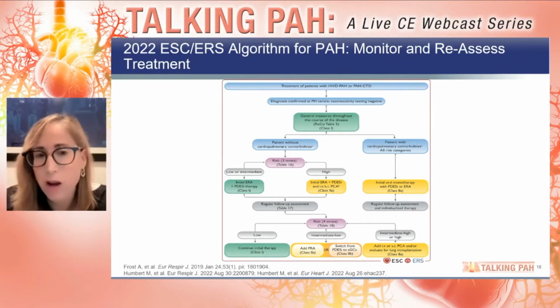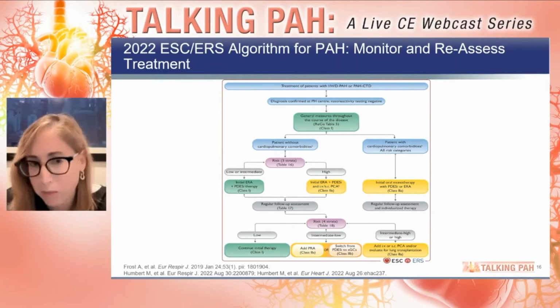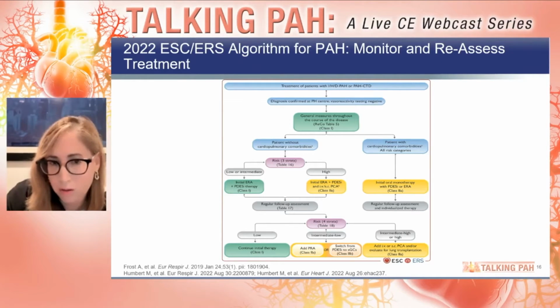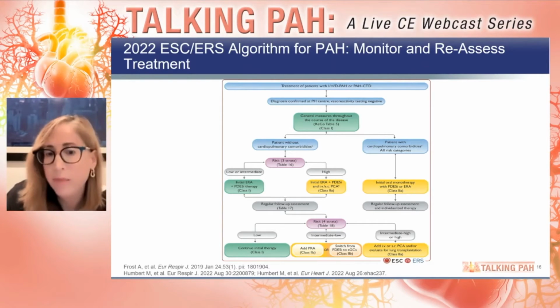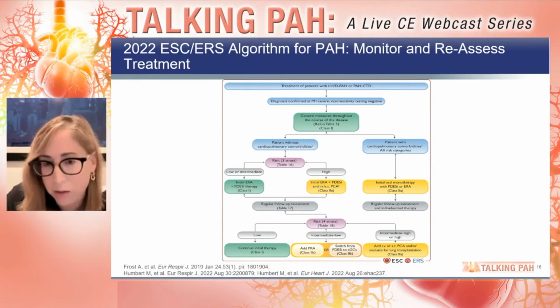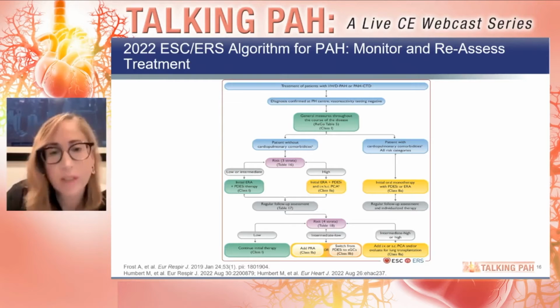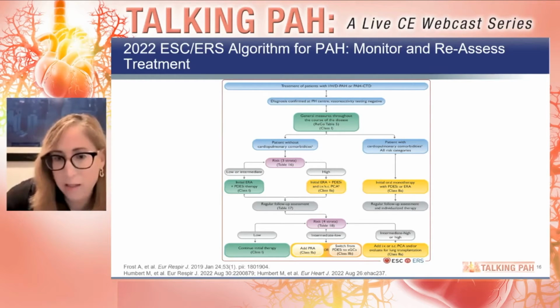So this is the new algorithm, and I find with algorithms, just remember this is just a guide. I think what's really important is that this is telling us that patients who are clearly diagnosed with pulmonary arterial hypertension should have vasoreactivity testing, and we don't have time to go through the definition of who's a calcium channel blocker responder. But if your pressure normalizes with any of our agents, whether it be nitric oxide or adenosine, then these patients are in a separate class.